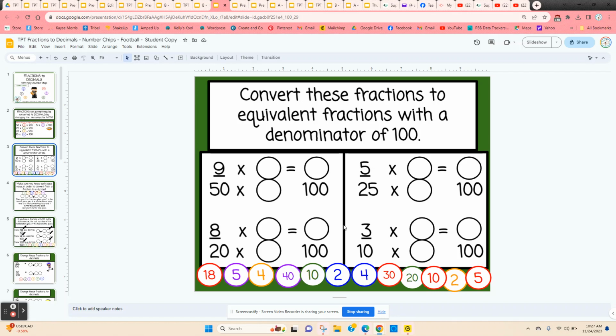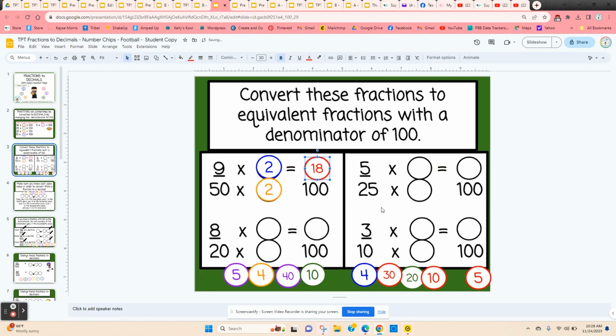Now, every slide has all of the numbers the students need. So if they get down to the end of the slide and the numbers aren't working, they know they've made an error and they need to go back and check. In that way, it's self-checking. On this slide, they know they have to multiply by 2. So if they multiply the denominator by 2, they also have to multiply the numerator by 2. And that gives them an equivalent fraction of 18 hundredths.